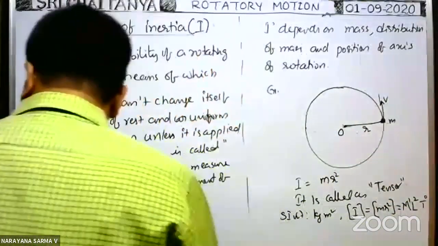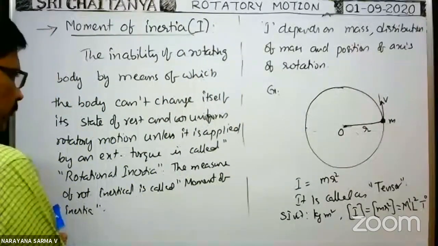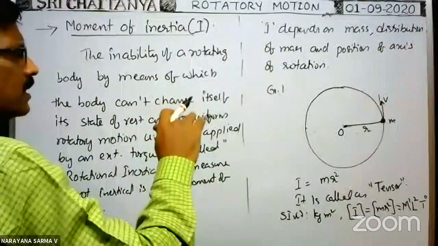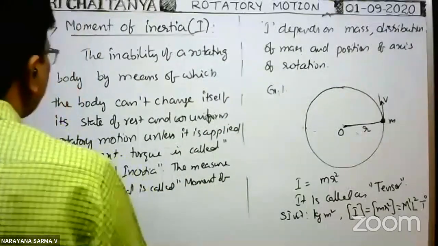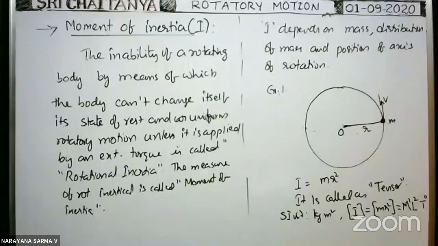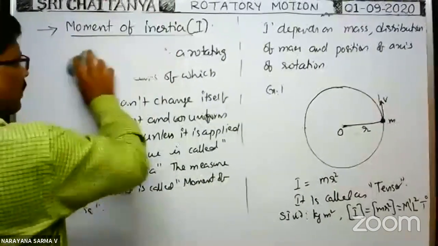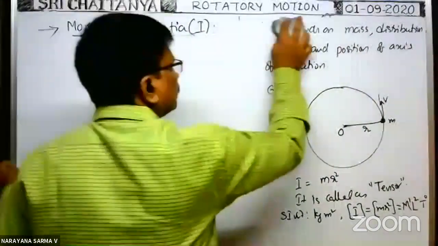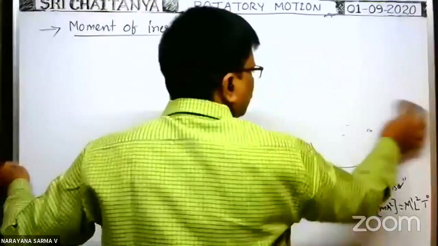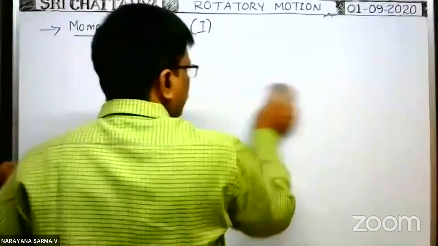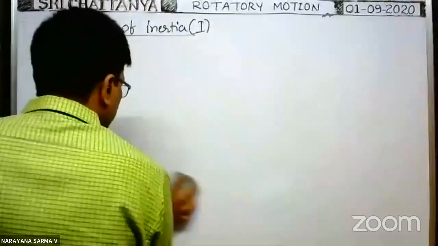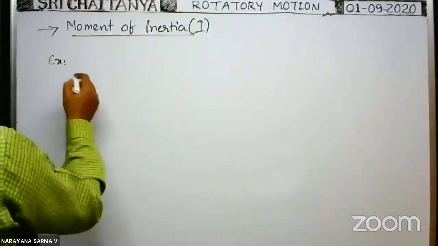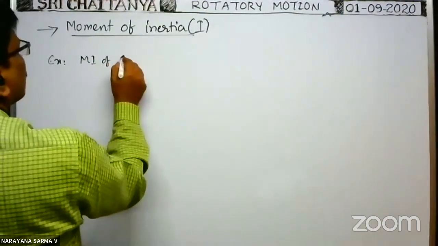Okay, right. Next, in the first example we discussed the moment of inertia of the particle about this axis. Suppose a system is there, and the system consists of a number of particles. In such a case, how can we write the formula for moment of inertia? When the system consists of a number of particles, what about the formula for moment of inertia? Example 2. Moment of inertia of a system.